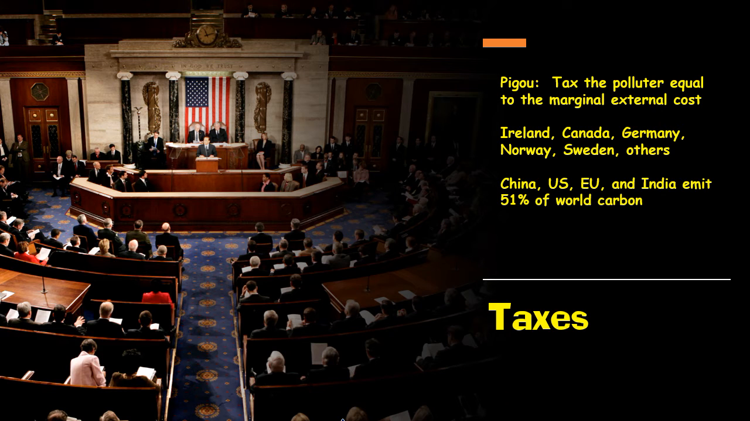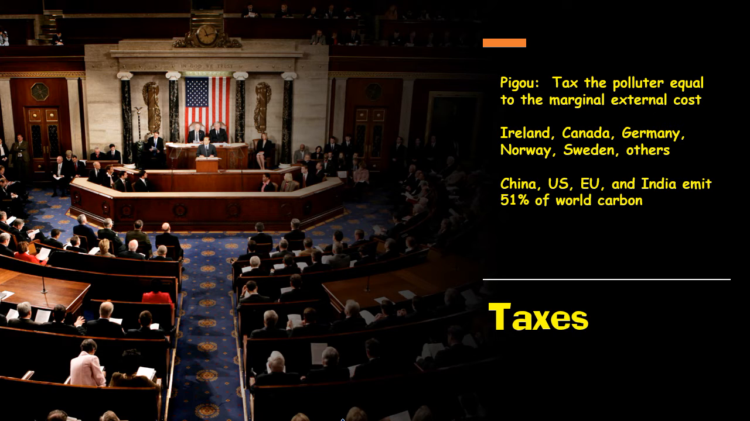Then 3, you can tax things. So you tax the polluter equal to that marginal external cost. In that graph, there's that marginal external cost. You pass a law that says the polluter has to pay that marginal external cost, and they'll end up at the optimal point. They won't be at the point they were at.